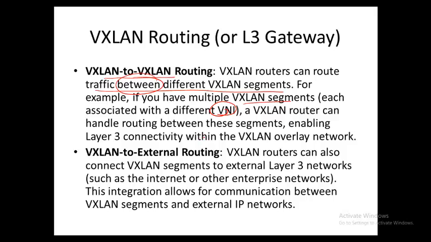Next one is VXLAN to external routing. Hope you understand from the title itself. A VXLAN router can also connect the VXLAN segment to the external L3 network, such as the internet or other enterprises. Usually, all the enterprises are connected to the data center. So now the data center, which is running VXLAN, needs to extend that to the enterprises, which is possible. This integration allows communication between the VXLAN segment and the external IP network.